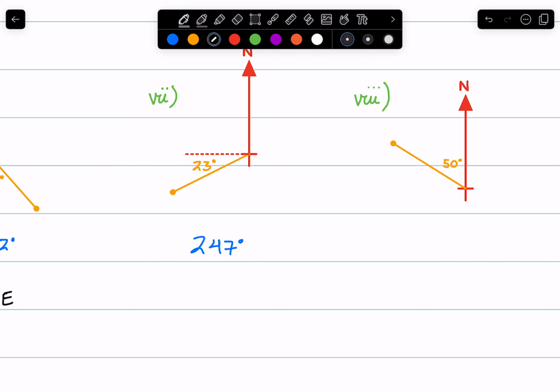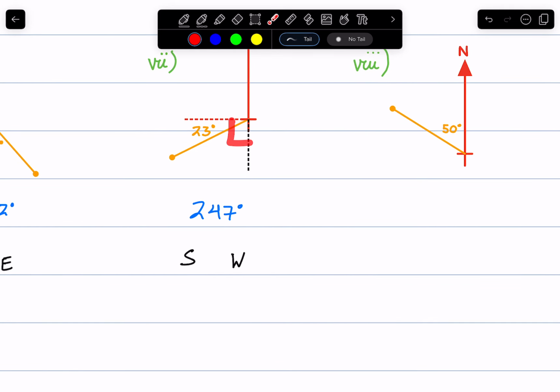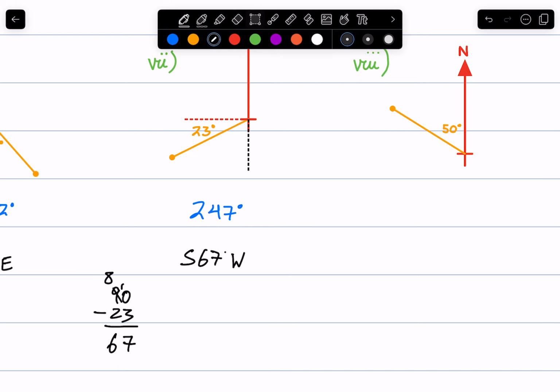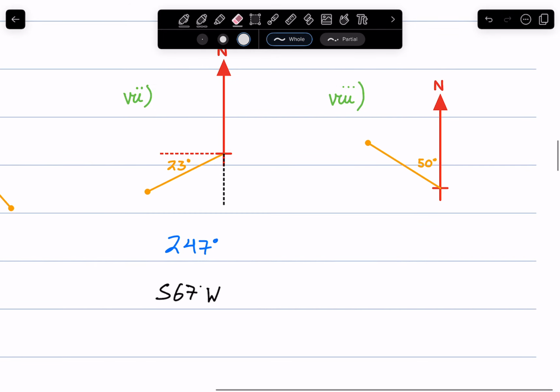And for the compass bearing, we ask ourselves, is it closer to north or is it closer to south? In this instance, I hope you can very clearly see it's closer to south, so we're looking for that angle there. So we know it's south, something west, and we need to figure out what that angle is. Well, that would be 90 subtract 23. That would be 67 degrees that we're looking for. So it's south 67 degrees west.